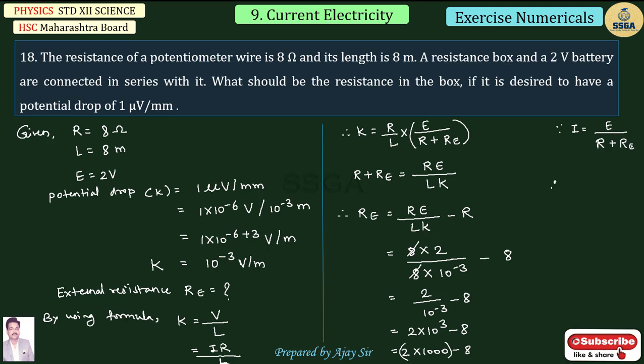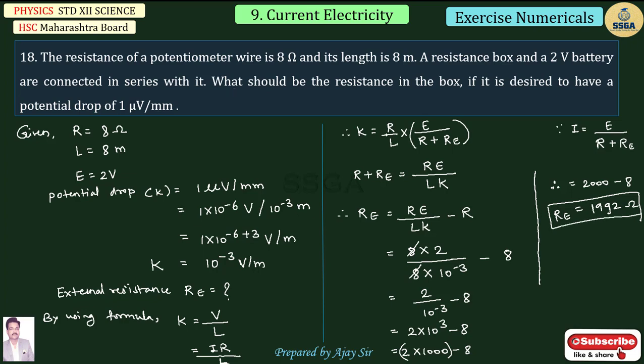So this 2 into 1000 is 2000, minus 8. So 2000 minus 8 is 1992. So this is the answer. This is the external resistance, 1992 ohm.